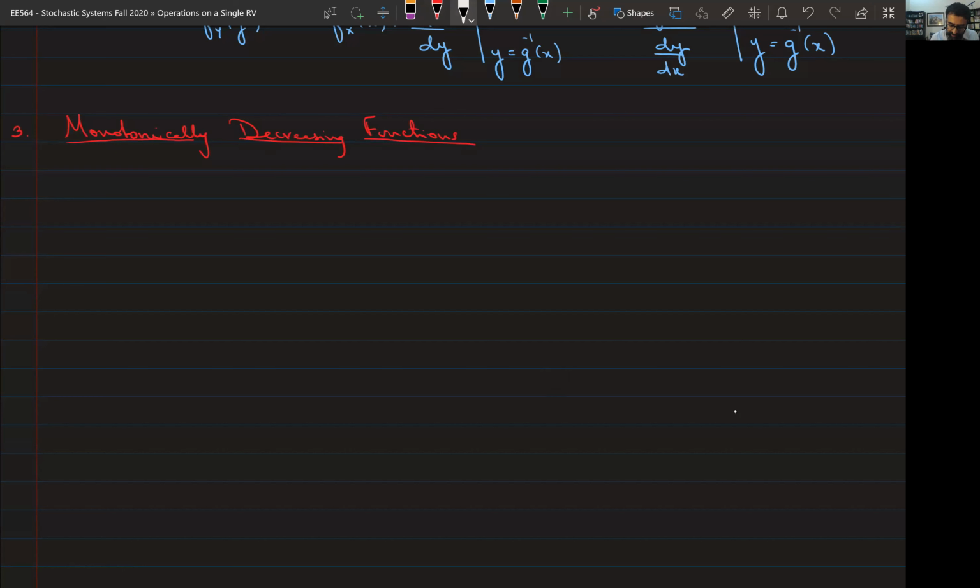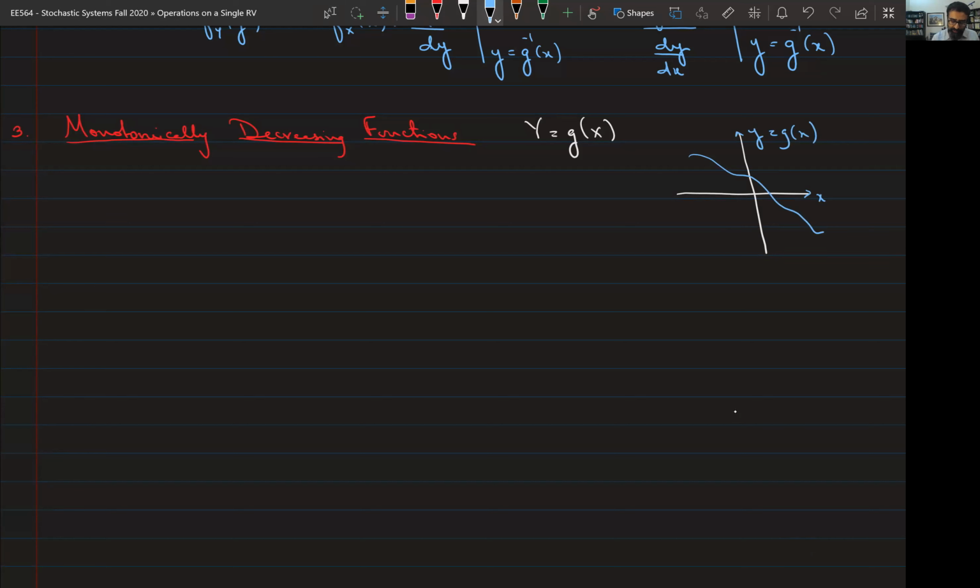So we once again have y equals g of x. And if the function is monotonically decreasing, that also means that it is one-to-one, right? So given y, there will always exist a unique x, which is the root of that particular y. And that's because of the fact that a monotonically decreasing function must also be one-to-one. So this is, for example, what g of x may look like. This is x, and this is y equals g of x.